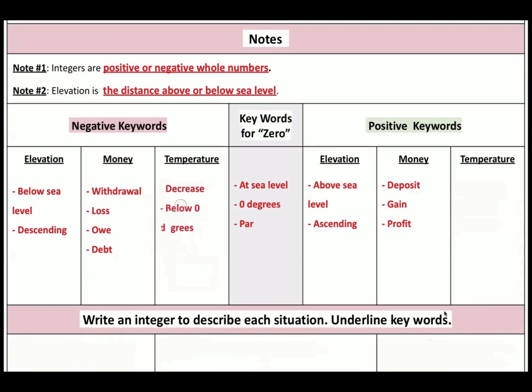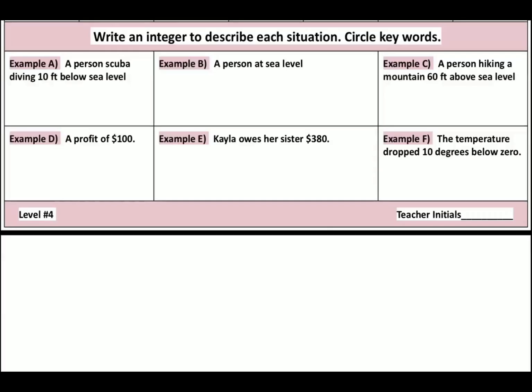And then for temperature, we have decrease or going down, below 0 degrees. And positive temperature keywords are increase and above 0 degrees. Pause the video if you need more time, and then we'll do a few examples. At the bottom of page 1, it says, write an integer to describe each situation and underline keywords. I'll do example A with you, and then you'll complete the rest on your own.